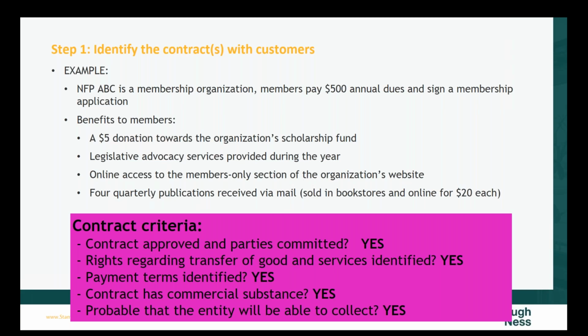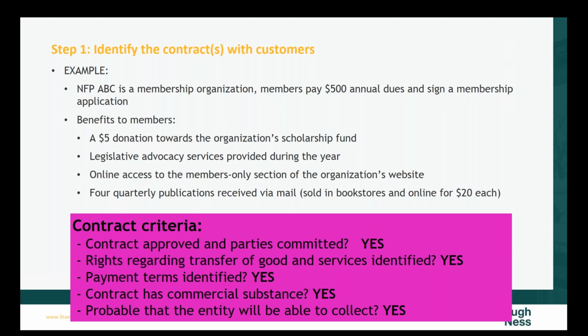Are the rights regarding transfer of goods and services identified? Yes. Essentially, we've identified what the member organization is going to get in return. The payment terms, in our specific example, I didn't really give that it's due on XYZ date, but we can essentially assume that there are payment terms identified, that at the beginning of the year when the application is submitted, the $500 is due. Maybe they can be billed quarterly, etc. Does the contract have commercial substance? It does. There's nothing in here that's out of the ordinary. This is a very typical scenario.